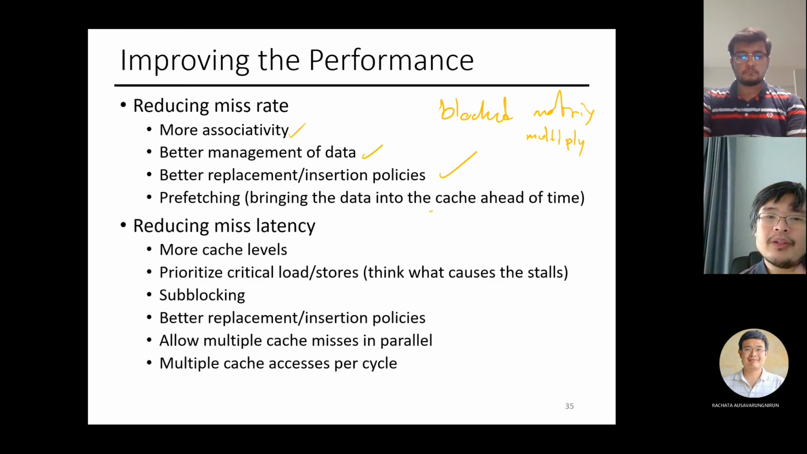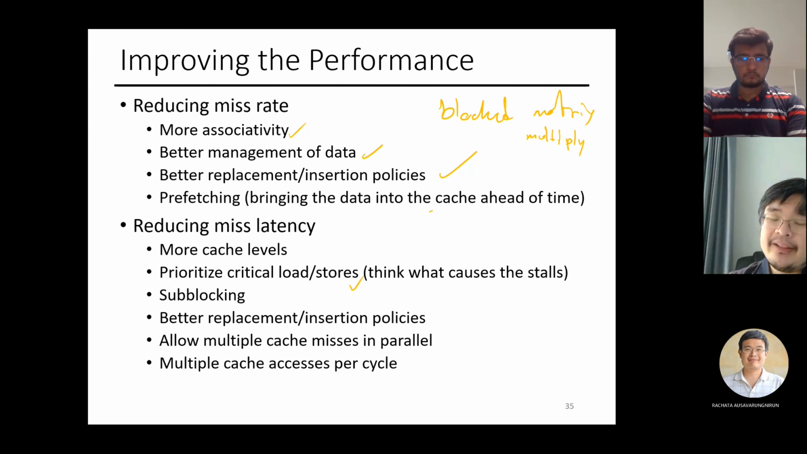You can also reduce the miss latency. You add more cache levels. That's why some machines have L1, L2, L3, and L4. Sometimes they even use what's called embedded DRAM. Embedded DRAM is the L4. It's much bigger, also better bandwidth, right? So you can do that.